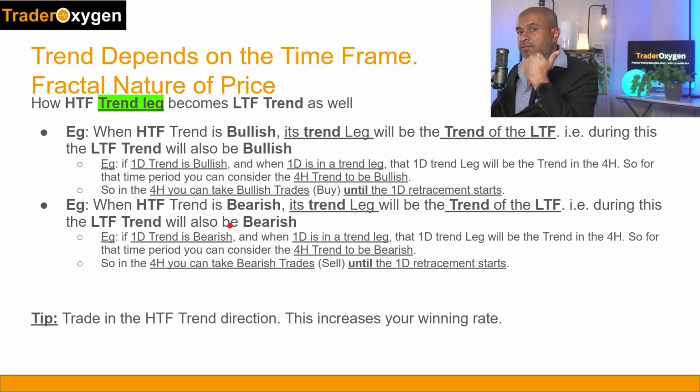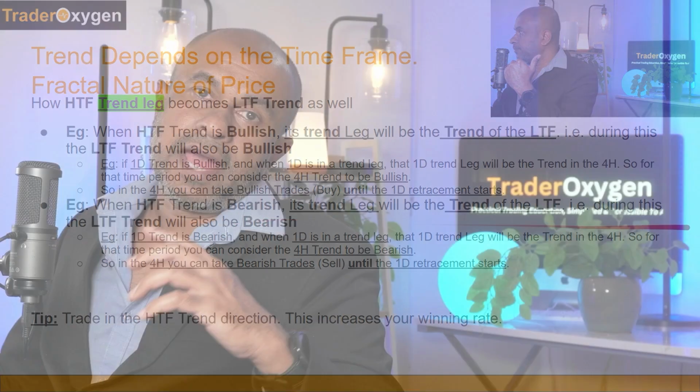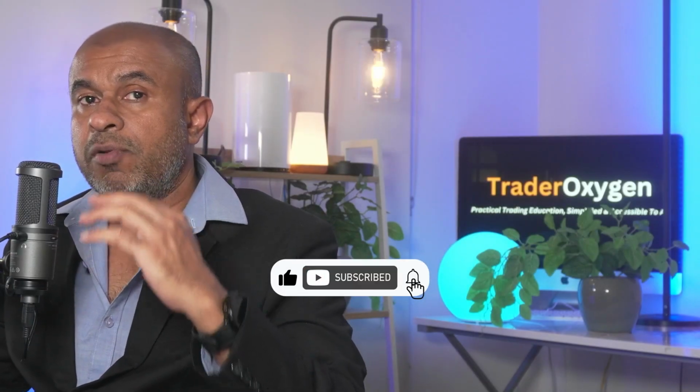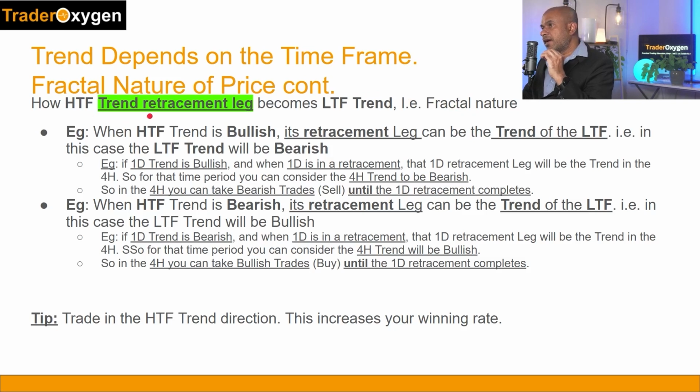Now let's see what's happening in the higher time frame pullback. As we discussed in the previous demonstration, during the higher time frame pullback, the lower time frame will go into a trend in the opposite direction. So the higher time frame trend retracement leg will become the lower time frame trend as you saw in the previous demonstration. For example, if the daily is bullish, during the daily retracement leg, the 4 hour will be bearish as you saw in the previous demonstrations.